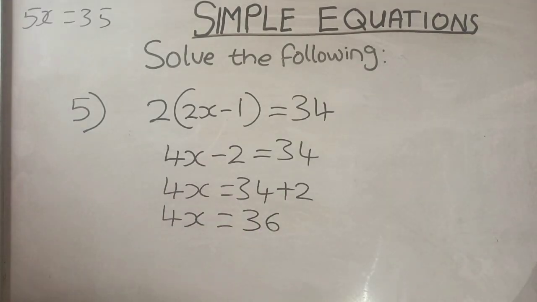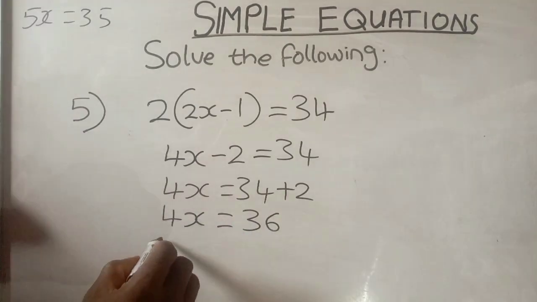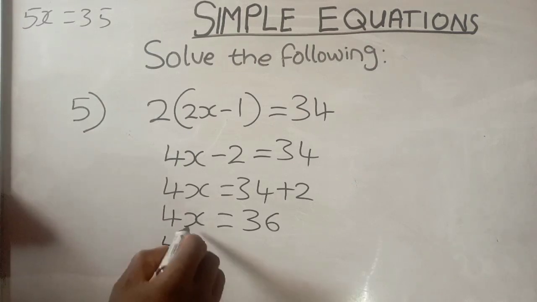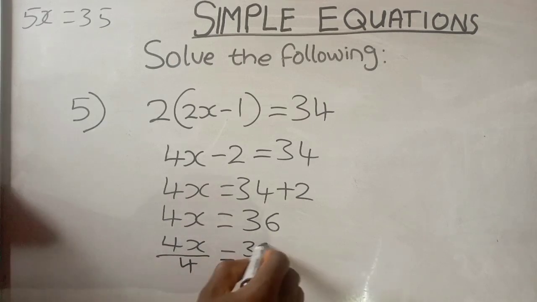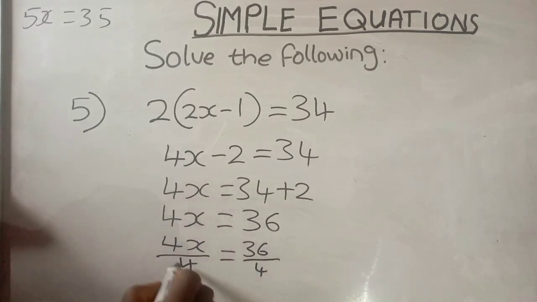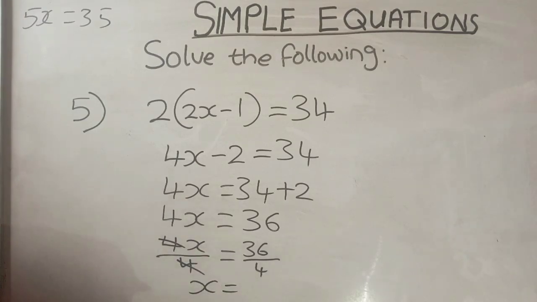So we divide both sides by the coefficient of x. The coefficient of x here is 4. So we use 4 to divide both sides. 4 cancels 4. x is equal to 36 divided by 4. Of course, that will give us 9 as our answer.